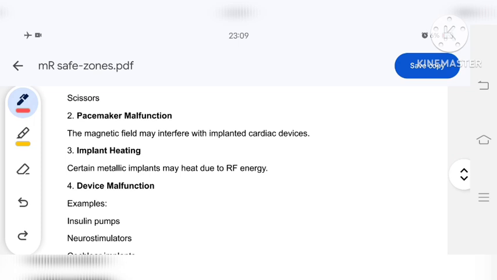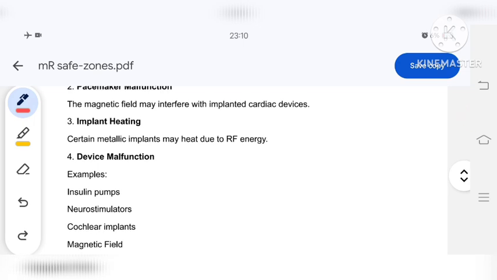Next, pacemaker malfunction. The magnetic field may interfere with implanted cardiac devices. If a patient with an MRI non-compatible pacemaker enters the magnetic zone, the pacemaker of this patient can malfunction and a serious problem can occur.